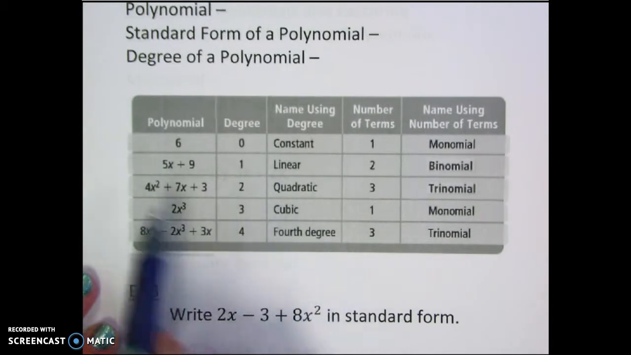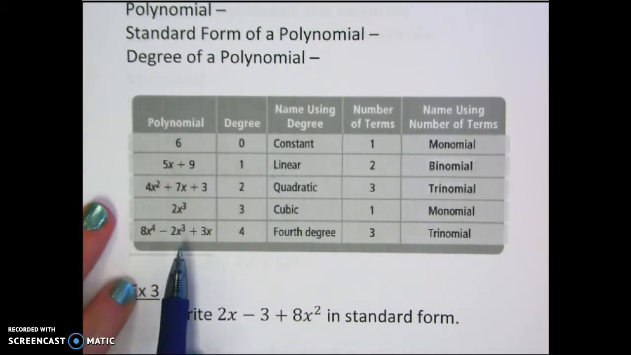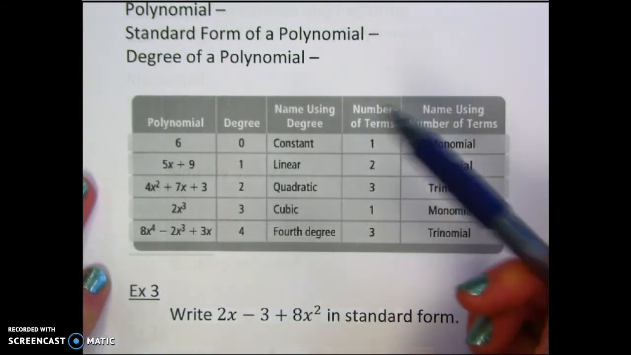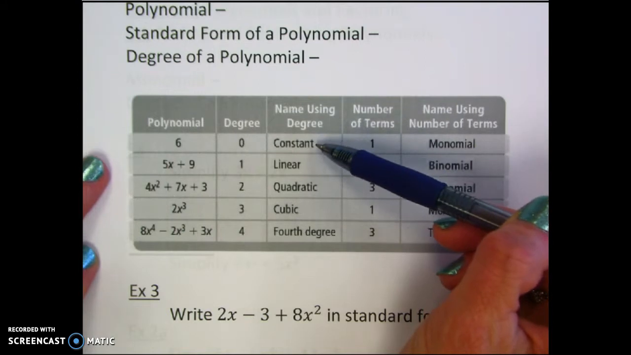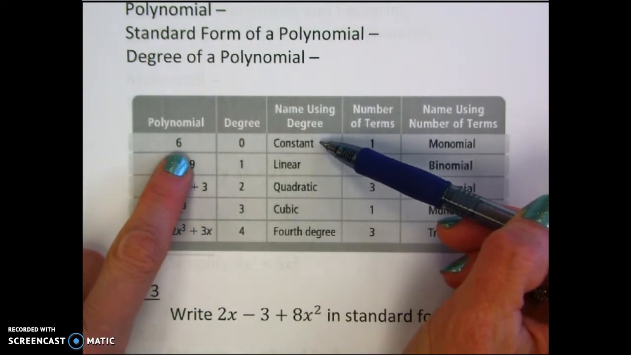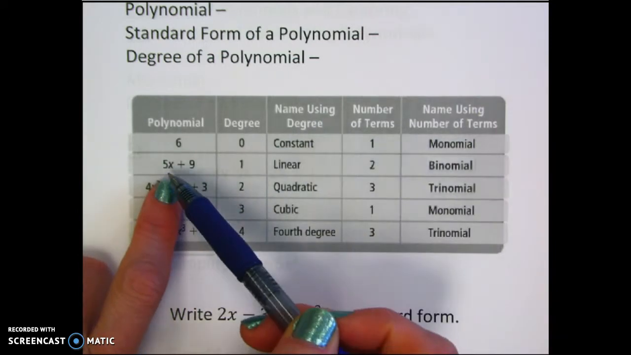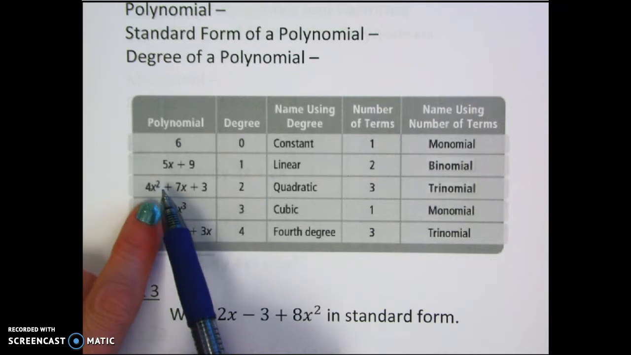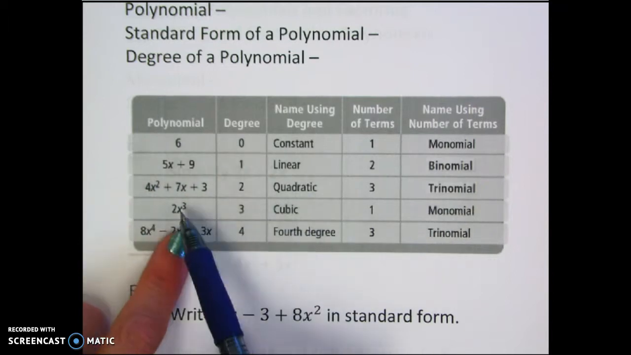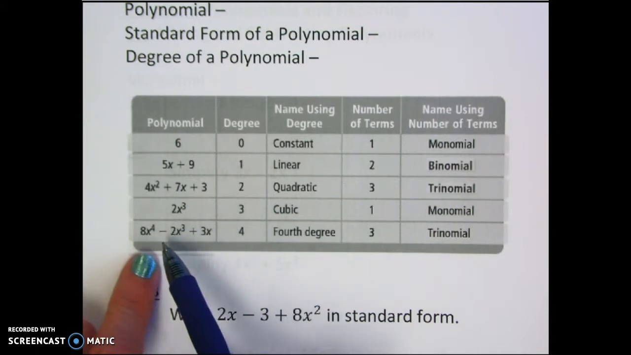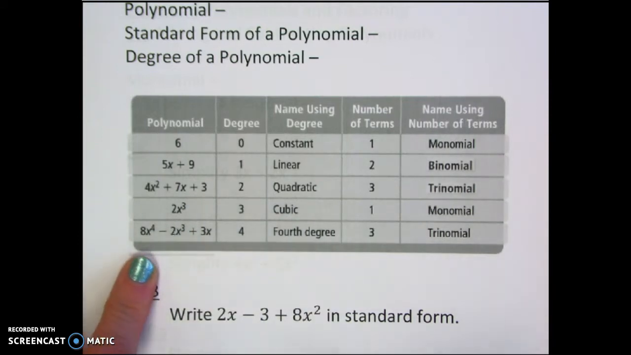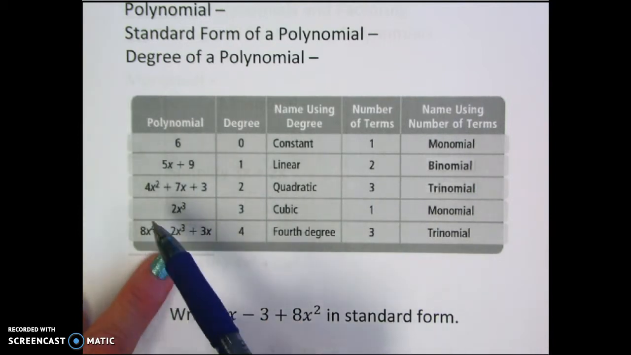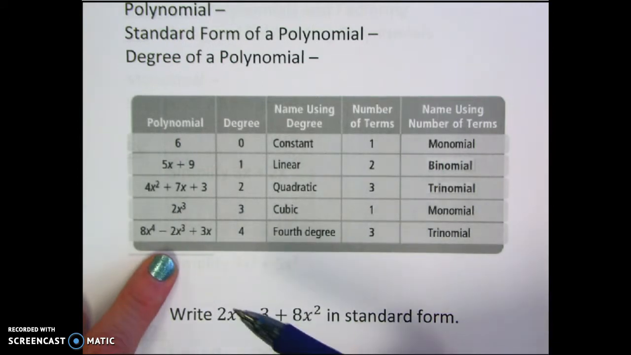I'm going to flip over here for a second. We've got different kinds of polynomials, which just look like the like terms problems where we were combining like terms. If it's just a whole number, there's no x, it's a constant. You know y equals mx plus b is linear. If the highest power is the second power, it's quadratic. Third power is called cubic, and fourth power is called fourth degree, and then it keeps going: fifth degree, sixth degree.